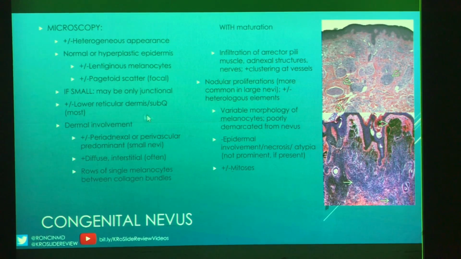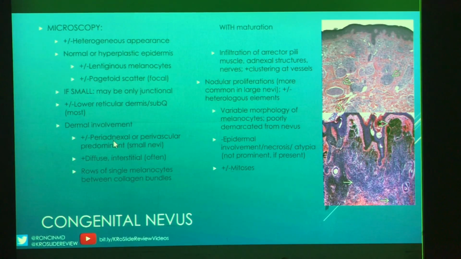They may or may not involve the lower reticular dermis or even the subcutaneous tissue. And remember, our superficial dermis is called the papillary dermis. That's where you have that loose connective tissue, and then your reticular dermis is relatively prominent, thick collagenous stroma. When you do have dermal involvement, you may or may not have that periadnexal or perivascular predominant.